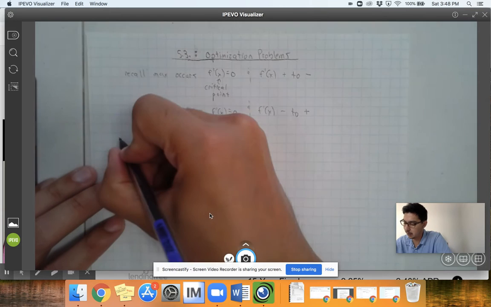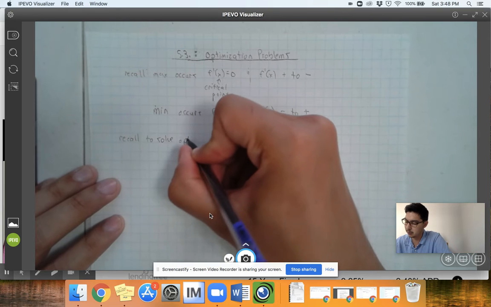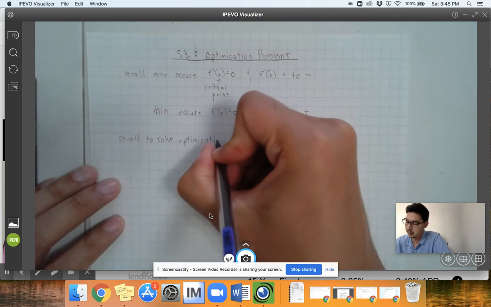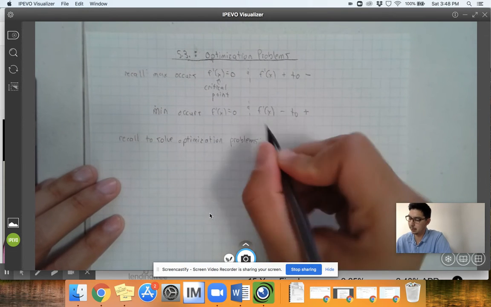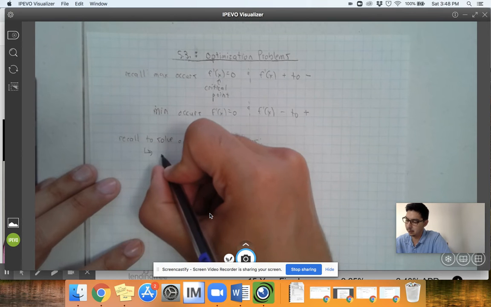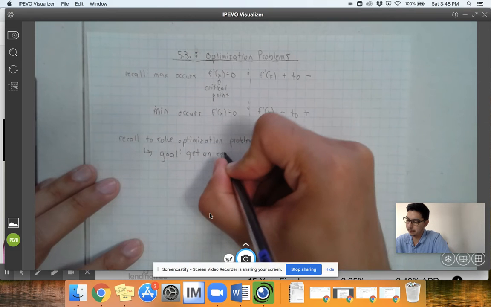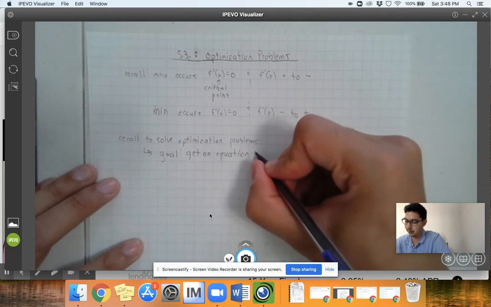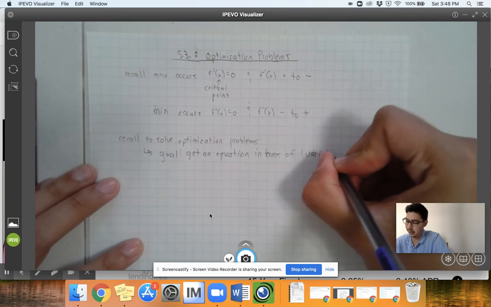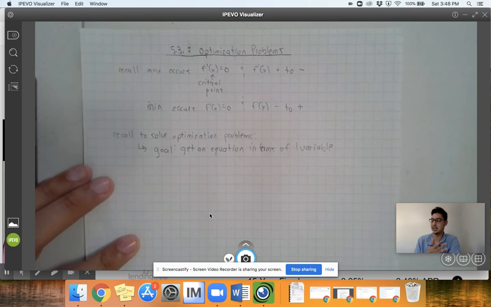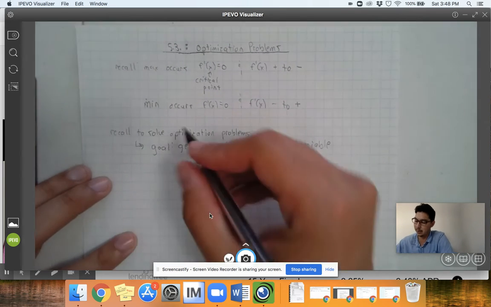And then recall, to solve optimization problems, the one hint that I said in the last video, or to some of the classes in person, is that the big goal is to get an equation in terms of one variable. Because if you can get it in terms of one variable, then we can take the derivative and study its max and min that way. Now, how do we get an equation in terms of one variable?